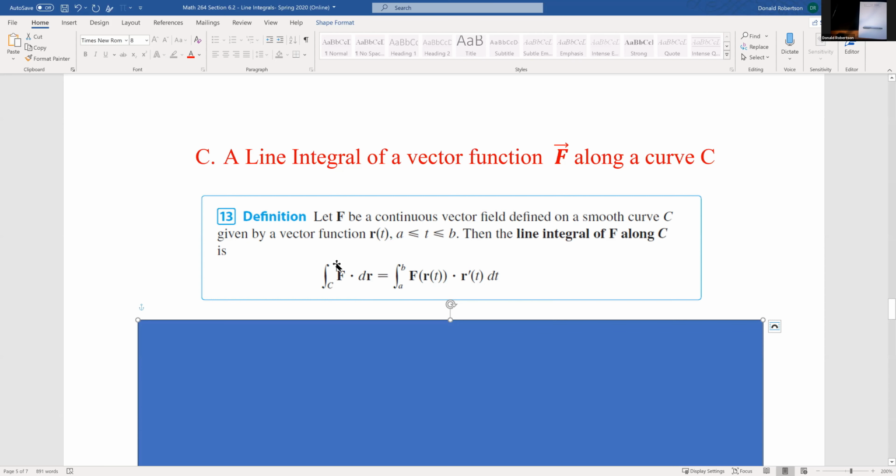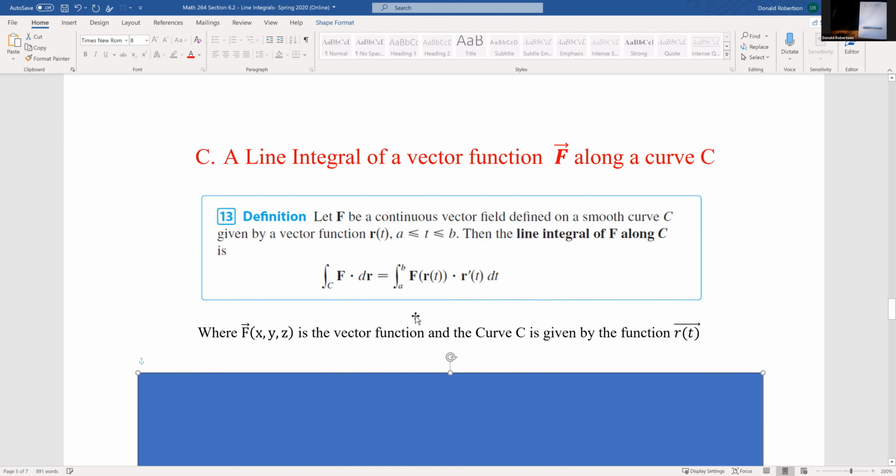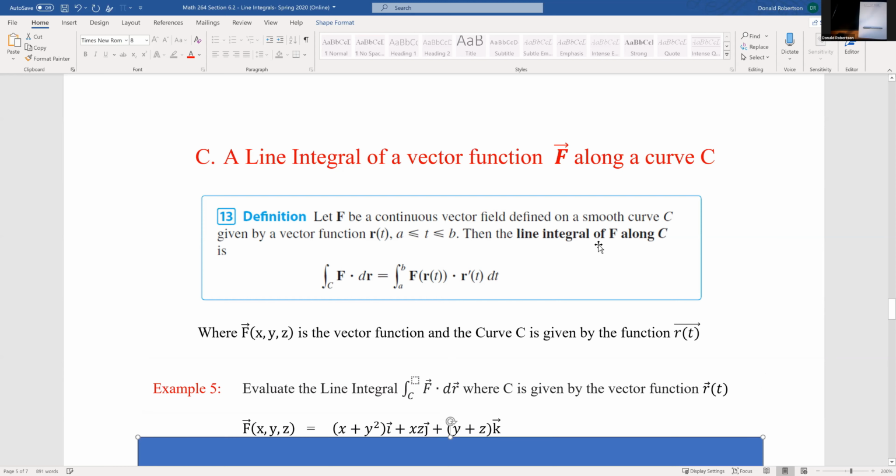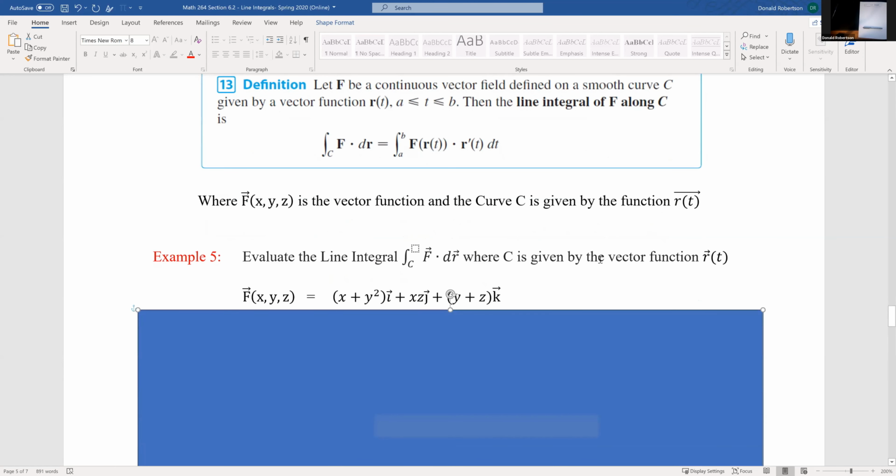So what you do is you find your vector field F in terms of t, you find dr in terms of t, and then you do the dot product of them, and that's how you get that particular kind of line integral. So that's the theory behind it. Let's see if we can actually do one.